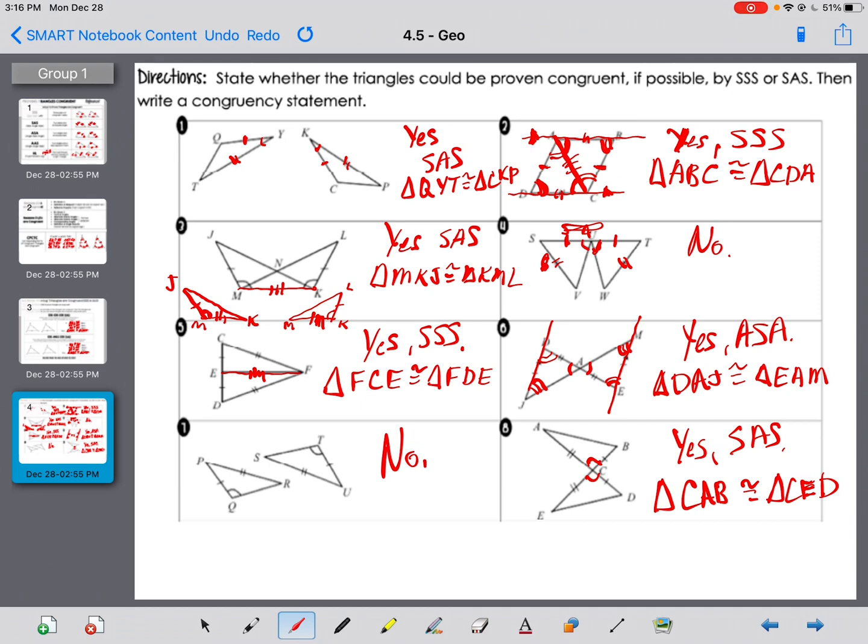No angle side side. But you can have any other combination. It's got to have at least a side in it and some angles in it. So SAS, ASA, AAS, no bad words.